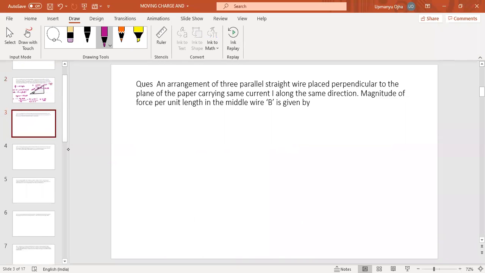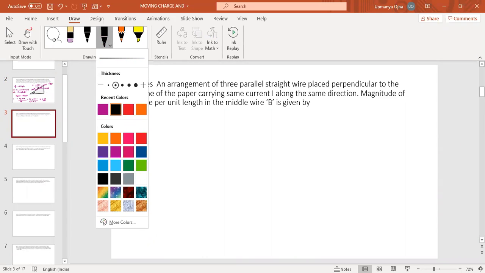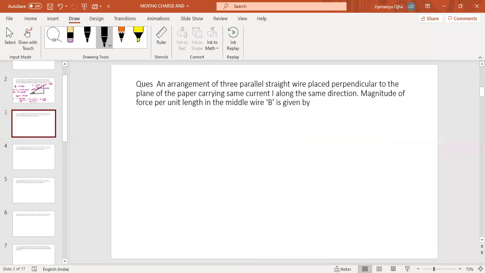In the arrangement shown, I have not drawn the arrangement, so let us draw it here. This is one wire, this is another wire, and we have a third wire. Three wires are there: A wire, B wire, and C wire. The distance between A and B is d, and the distance between A and C is d as well. The wires are placed such that the angle is 90 degrees.